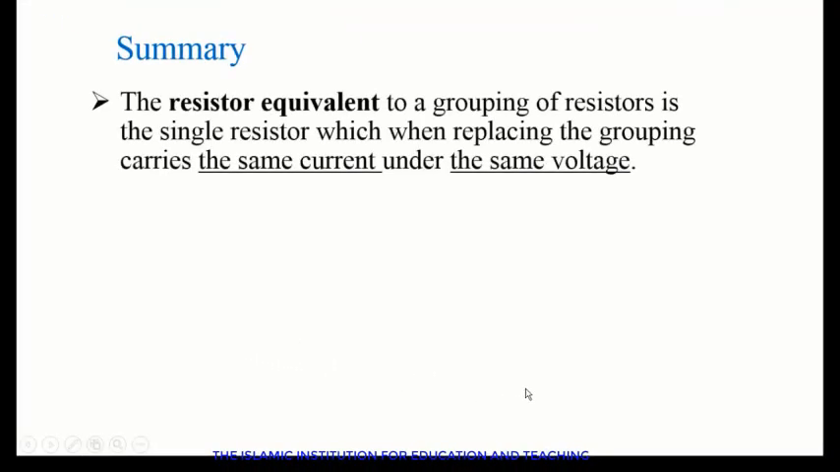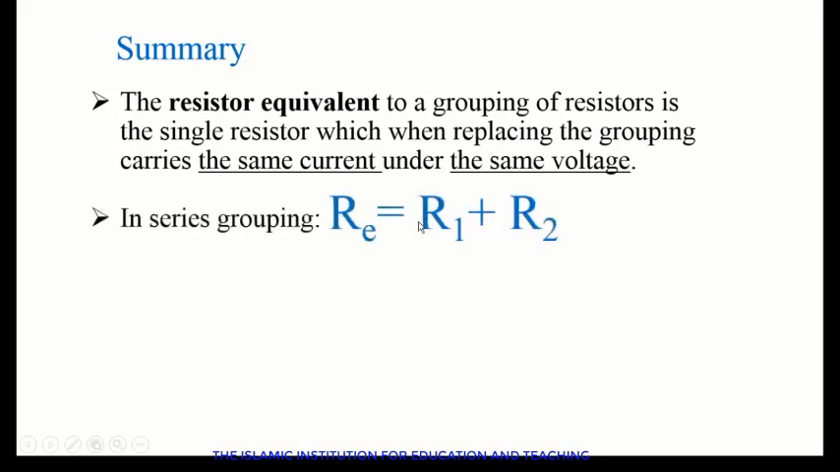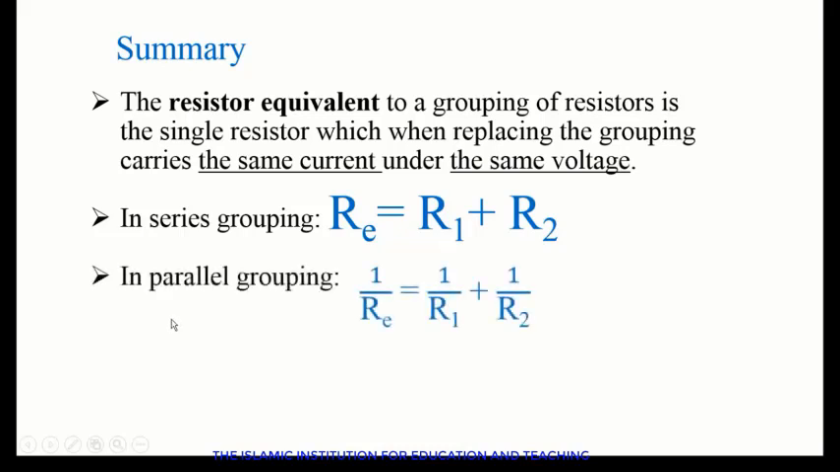Now let's summarize the ideas we discussed in this video. The resistor equivalent to a grouping of resistors is the single resistor which, when replacing the grouping, carries the same current under the same voltage. The formula for calculating the equivalent resistance in series grouping is RE equals R1 plus R2, while in parallel grouping, 1 over RE is equal to 1 over R1 plus 1 over R2.